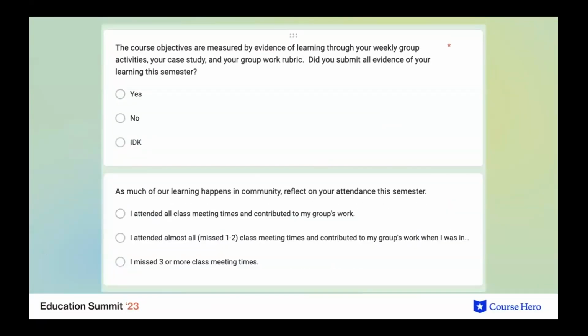As much of our learning happens in community, reflect on your attendance this semester. And then I asked them: I attended all class meetings and contributed to my group's work; I attended almost all, missed 1 or 2 class meeting times and contributed to my group's work when I was there; or I missed 3 or more class meetings.